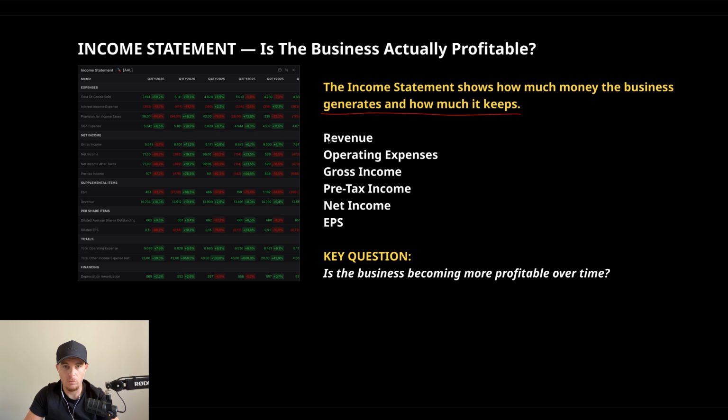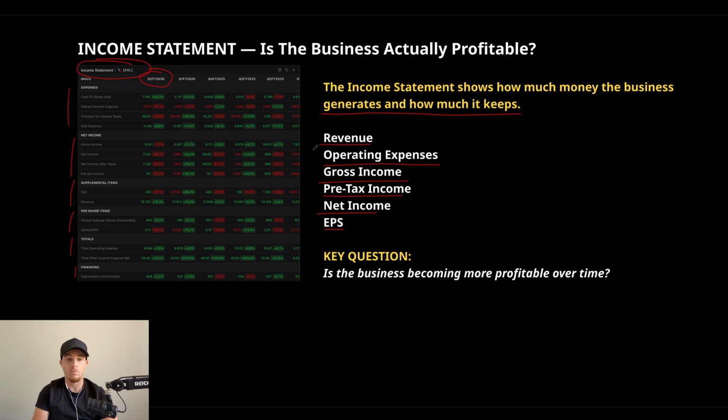You have the revenue, of course, the operating expenses, the gross income, the pre-tax income, the net income, and the EPS. And you have the expenses here, net income, supplemental items, per share items, total, financing, and so on. Again, for Q2, for American Airlines. And the question at the end is just this one. It's very simple. Is the business becoming more profitable over time or not?